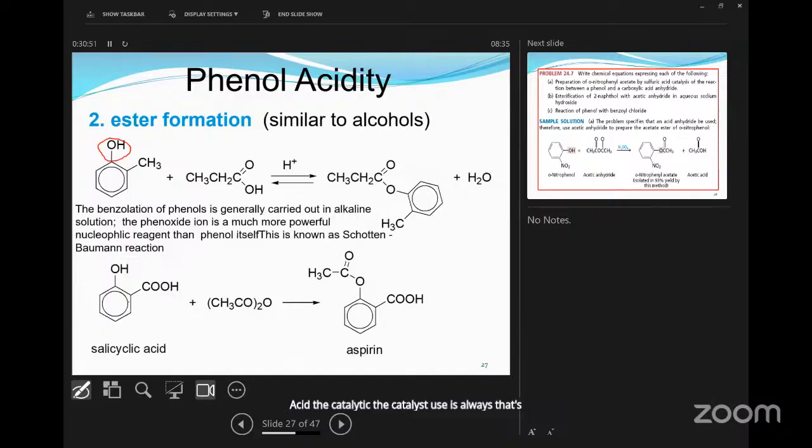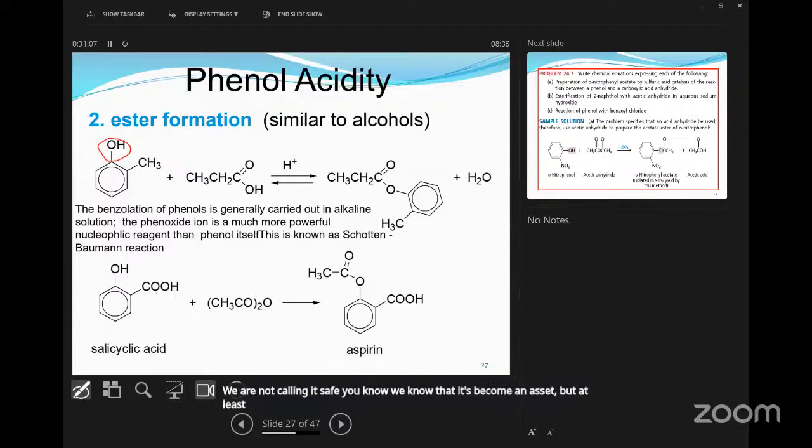Then this is salicylic acid. This salicylic acid can react. So this is a phenol. This is a substituted phenol. The first one is also a substituted phenol. The second one is also a substituted phenol. But we are not calling it a phenol. Notice that it becomes an acid, but at least there is OH there. Because I told you that if there is COOH, then that takes preference. So that's why it is called salicylic acid.